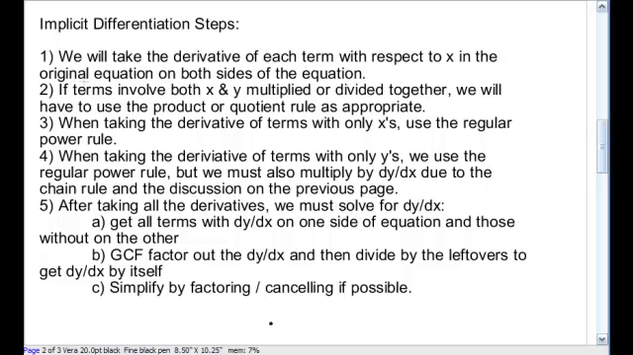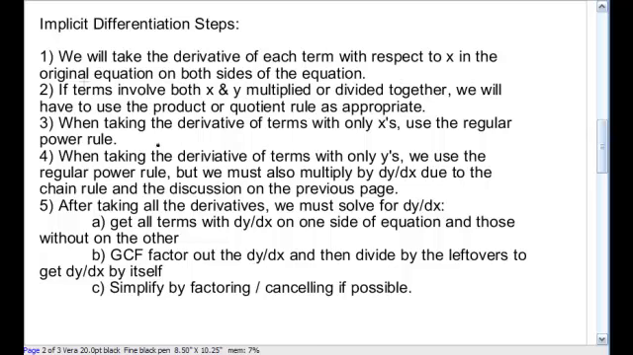There are a number of steps in the process for using implicit differentiation for an equation. First, when we're doing something to an equation, we have to do the same thing to every term of the equation. So in this case, we will be taking the derivative of each term with respect to x of the original equation, including both sides of the equation. As we go term by term, left to right on the original equation, if we run into terms that have both x's and y's in them that are multiplied together or divided together, for those terms we'll have to use the product rule or quotient rule as appropriate.